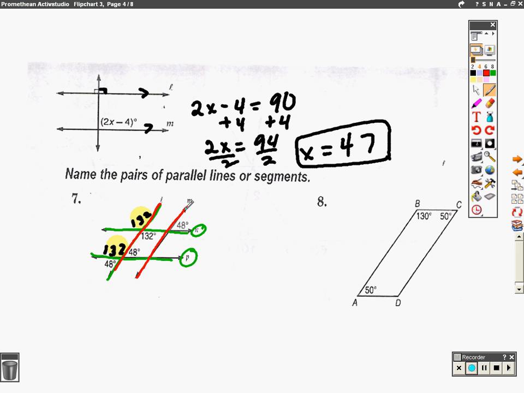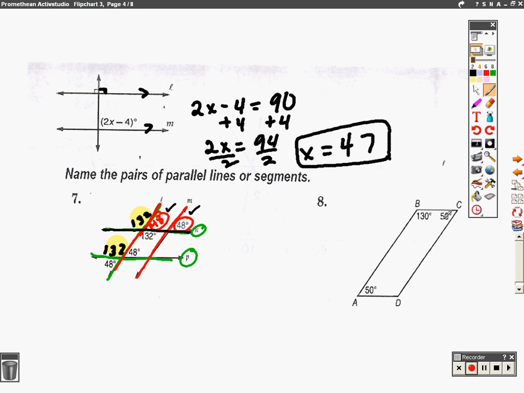Well, if this is 132, this is going to have to be 48 because they form a linear pair. And if this is 48 and this is 48, and I'm going to use this black line right here as a transversal of these intersecting these red lines, we can see that the angles right here are both on the bottom right. They're corresponding angles, therefore, and they're equal. That would automatically mean that lines L and M are also parallel. Number 8 is right over here.